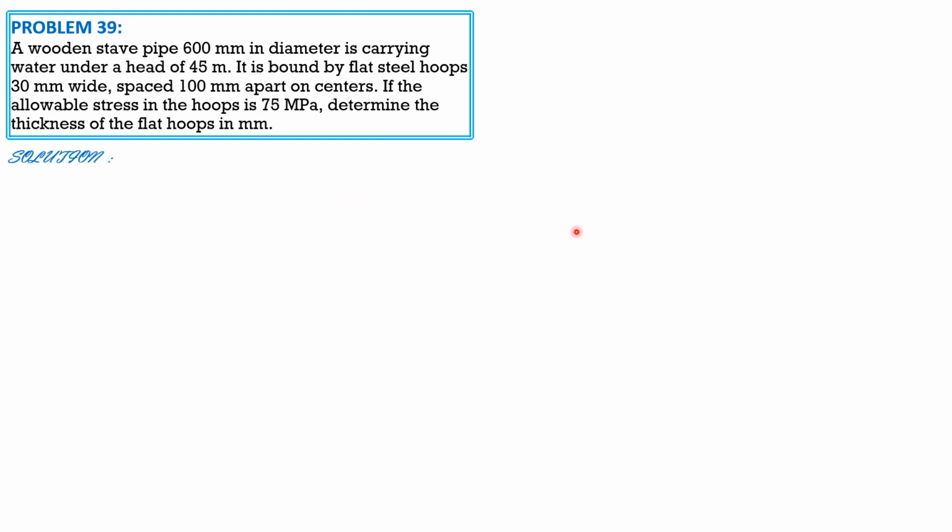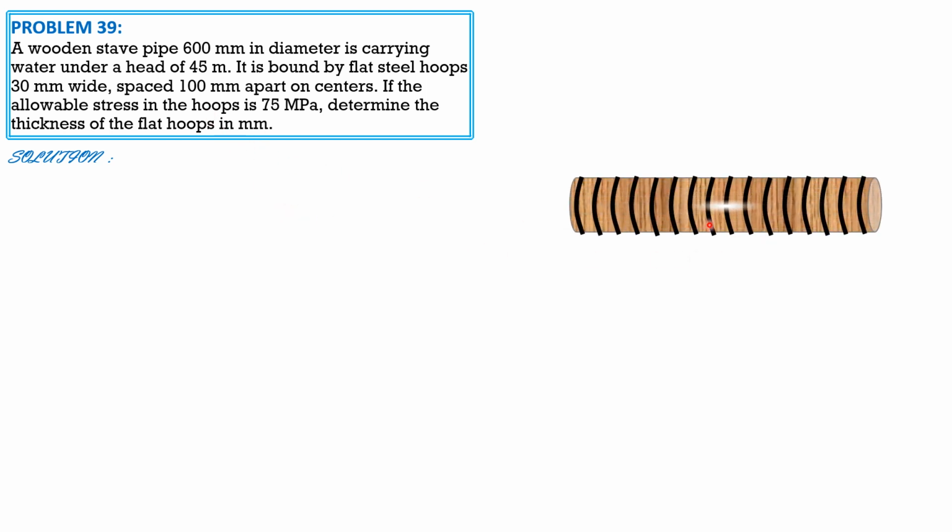So for the solution, let's have the figure as our guide in analyzing this problem. So we have here the wood stave pipe bound by steel hoops spaced 100 mm apart. So this is the water level exposed to atmosphere, and the head is 45 meters as shown.